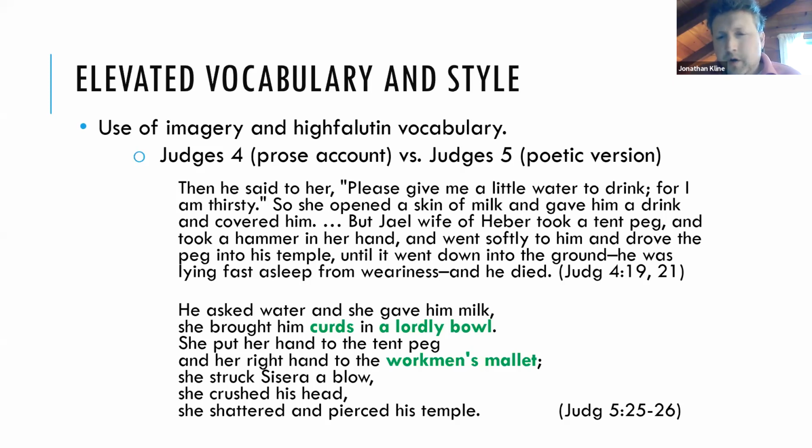So you can see here a number of the hallmarks of poetry that I noted earlier, and I'm not going to discuss all of them, but I just highlighted in green here some of the sophisticated or unusual vocabulary. Milk is referred to as milk in the first line here, but then the second line in parallel is referred to as curds. And then the skin of milk is referred to as a lordly bowl. And then a tent peg is referred to as a workman's mallet. So sophisticated vocabulary, unusual vocabulary.